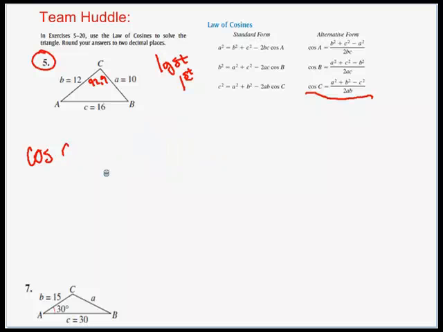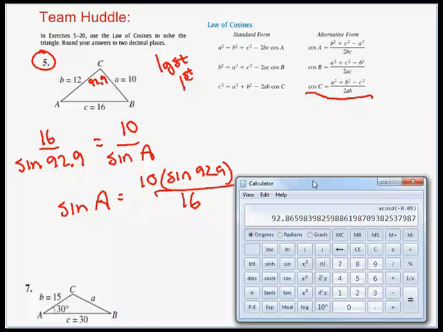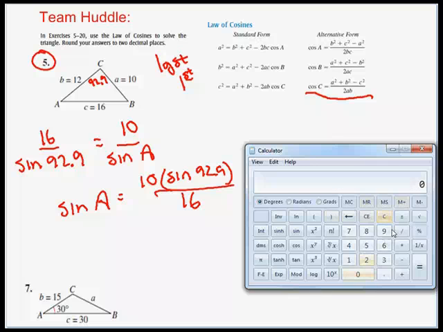Alright, now it's a piece of cake. Now we can just do a law of sines. So we have 16 over the sine of 92.9, and let's go after angle A. 10 over the sine of A. So the sine of A is going to equal 10 times the sine of 92.9 divided by 16. So let's clear that out. We got our 92.9, and we want the sine of that, and then times 10, and that's our numerator, and we want to divide that by 16. There's our decimal, and now we want an inverse sine, and we get 38.6.